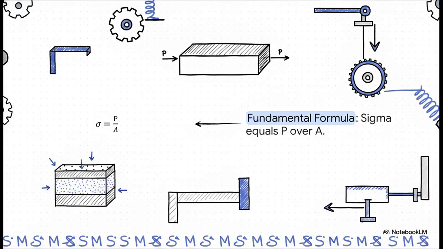Sigma equals P over A. This fundamental formula is your absolute starting point. Whether you're dealing with a simple, axially loaded bar or transitioning into complex composite materials, you are going to be writing this formula down constantly. Lock it into your memory right now.